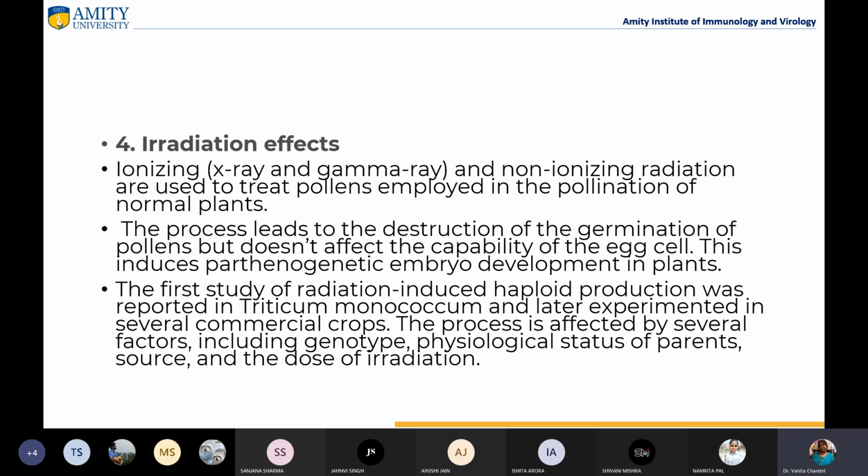Then there are some other factors, such as certain kinds of radiations, which we can use to eliminate the pollens or the other counterparts, and generate haploid plants. Ionizing radiations such as X-rays and gamma rays, and certain non-ionizing radiations can be used to treat pollens which are employed in pollination of normal plants. This process can lead to destruction of germination of the pollens, but it does not affect the egg cells. This induces parthenogenetic embryo development in the plant, right? The first study of radiation-induced haploid production was reported in Triticum monococcum, and later experimented in several commercial crops. So this technique has been used widely.